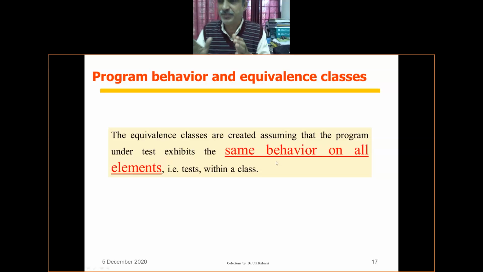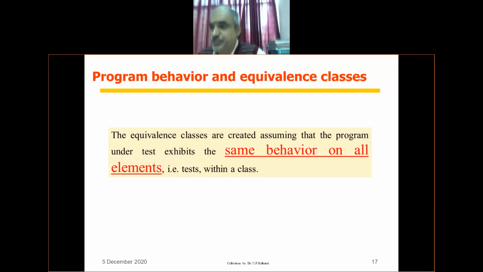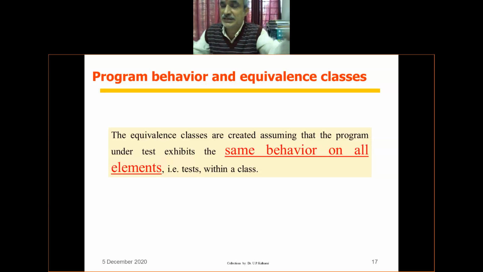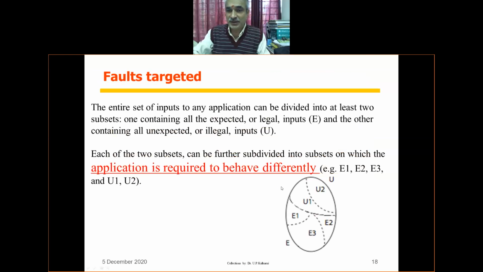I told you, for partition P1 where age is greater than 18, whether you give 19, 20, 21, 22, 23 or 200, 300, whatever number you give from that partition, the behavior is the same. So we take one representative. You cannot do infinite testing for all possible inputs. So equivalence partitioning will help you reduce the number of test cases: one test case per partition. Is that clear?